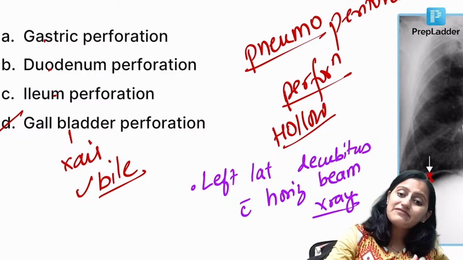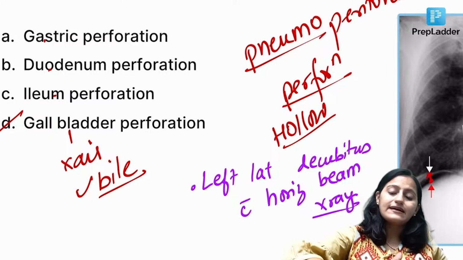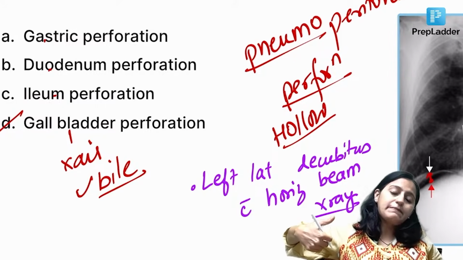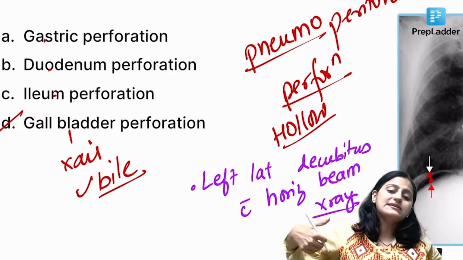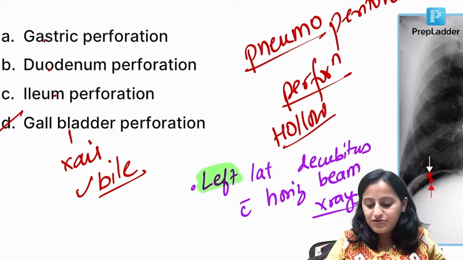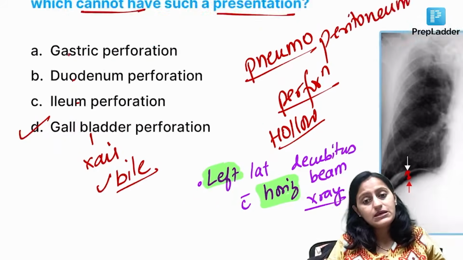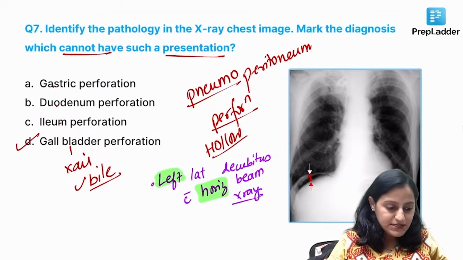Why do we take left lateral decubitus? So that any air in the lesser sac will go through the epiploic foramen. It will come towards the liver, the upper side, the right side. So remember that it is left lateral decubitus with horizontal beam of X-ray. Very, very important. That's absolutely important.